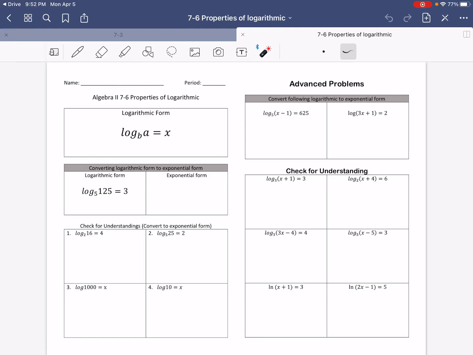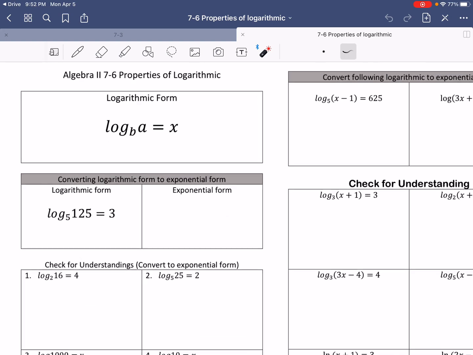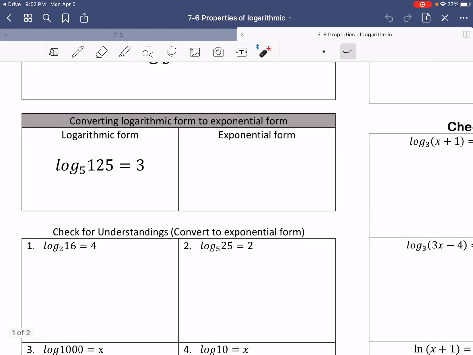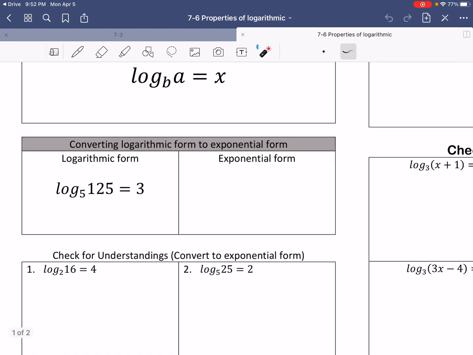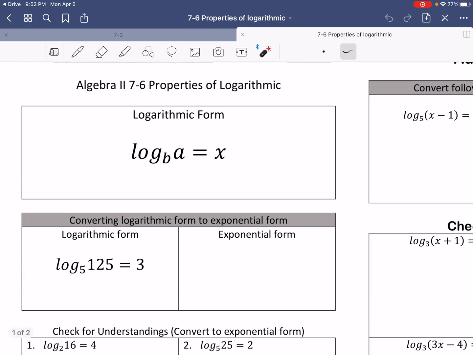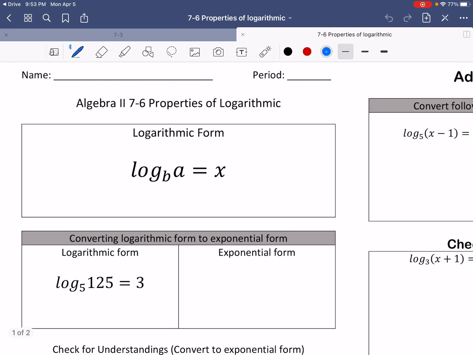And this time we are going to learn about properties of logarithms. So far we learned what a logarithm is, which is the inverse of exponential. So today we are going to learn how to change this logarithmic form into exponential form. But before we do it, you have to know some basics.